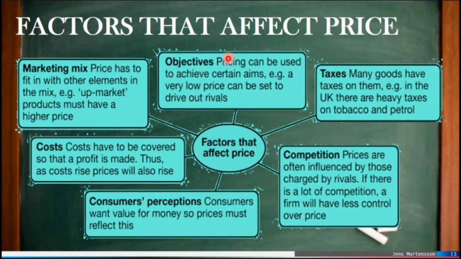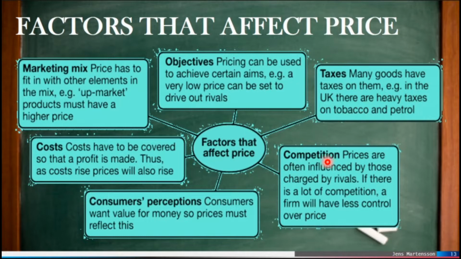The first thing is objectives. Regarding objectives, pricing can be used to achieve certain aims. For example, if your objective is to drive out rivals, then you will of course be setting a very low price. Taxes. Many goods have taxes on them. Example, in the UK there are heavy taxes on tobacco and petrol. So your decision should be wise enough to choose products which do not have much taxes.